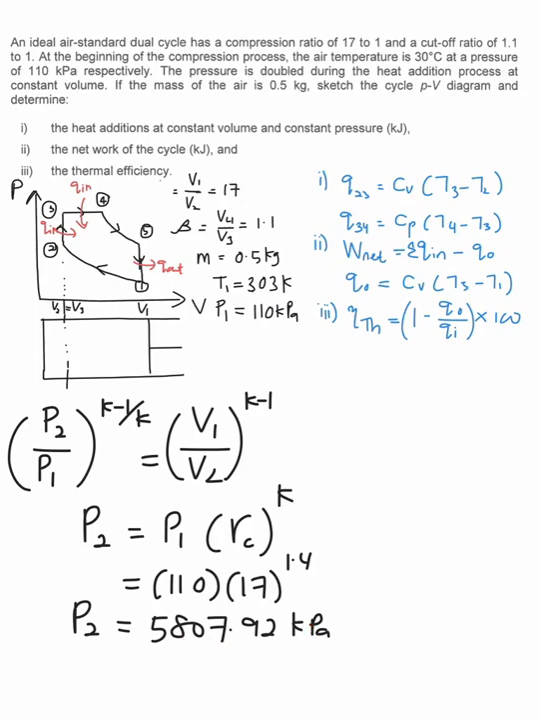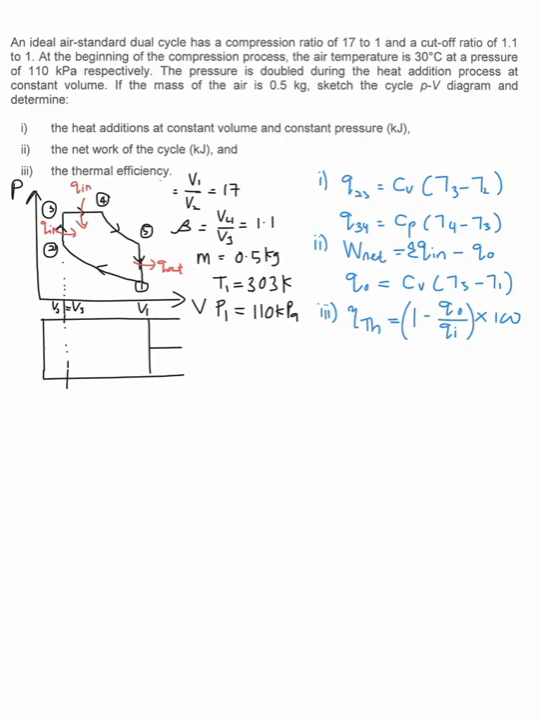And please bear in mind that it says here the pressure is doubled during the heat addition process at constant volume. So this is the heat addition at constant volume, and the pressure is doubled during this process, meaning that your P3 is actually 2 times your P2, which is equal to 11,615.85 kilopascal.